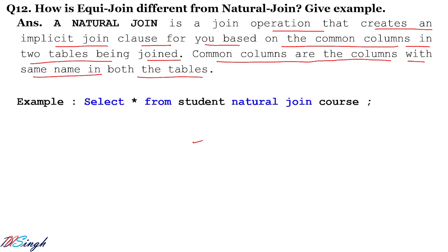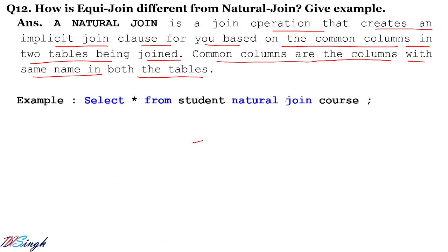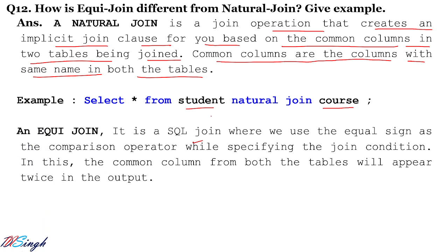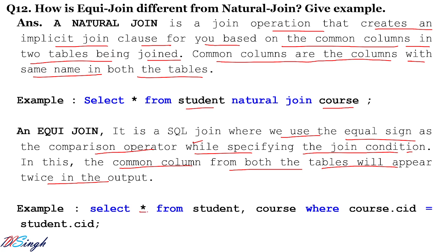Let us see the syntax, how you are going to write. Select star from student natural join course. So there must be a column in student and course table which will have the same name. Equi-Join is a SQL join where we use the equal to comparison operator while specifying the join condition. The common column from both the tables will appear twice in the output. If we select star, then that common column will appear 2 times. So course.cid equal to student.cid. So this will become Equi-Join.